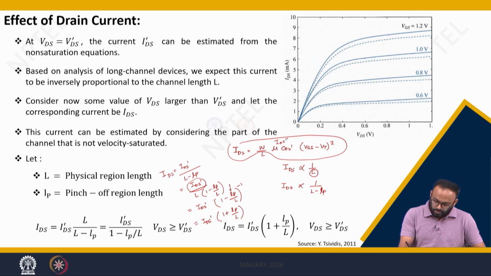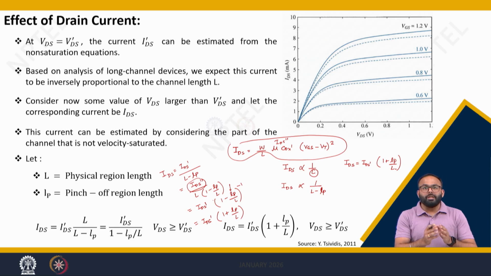Or you can, to get a better notation, rewrite it as I_ds double dash divided by L, and now when I include the L, you can simply say I_ds dash. So ultimately, the drain current equation can be written as I_ds dash into (1 plus LP by L). You can simply relate this: when the channel length is very large, the expansion of the LP compared to L is insignificant, and hence you can simply ignore this part.